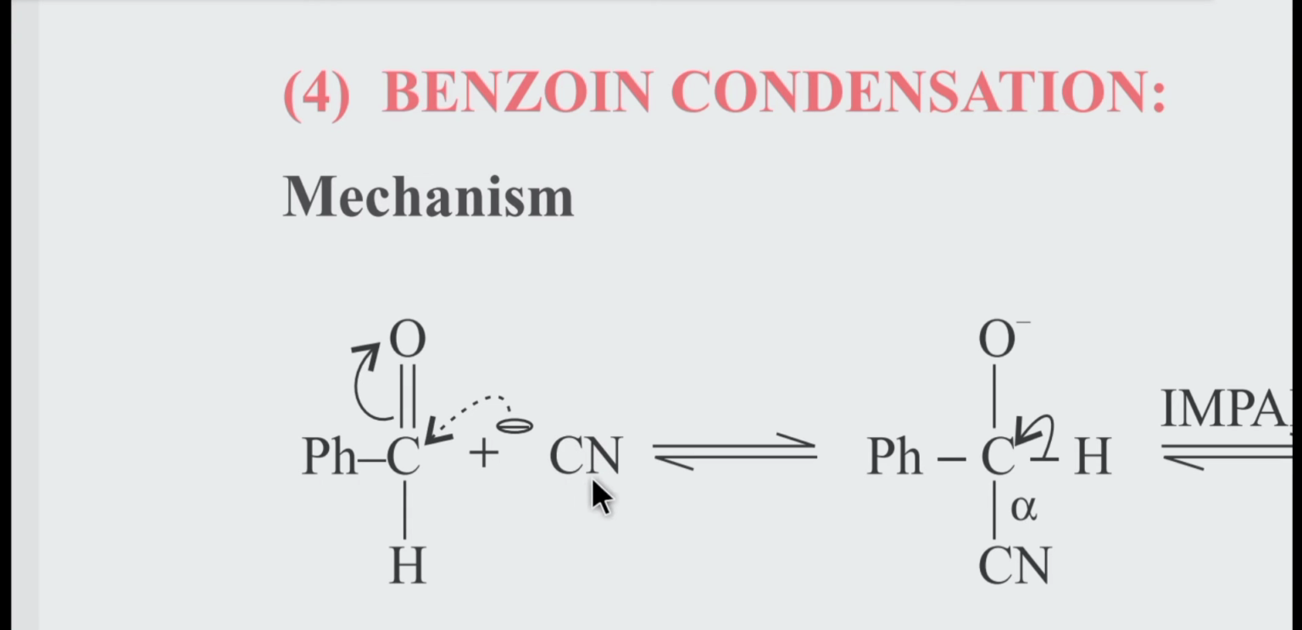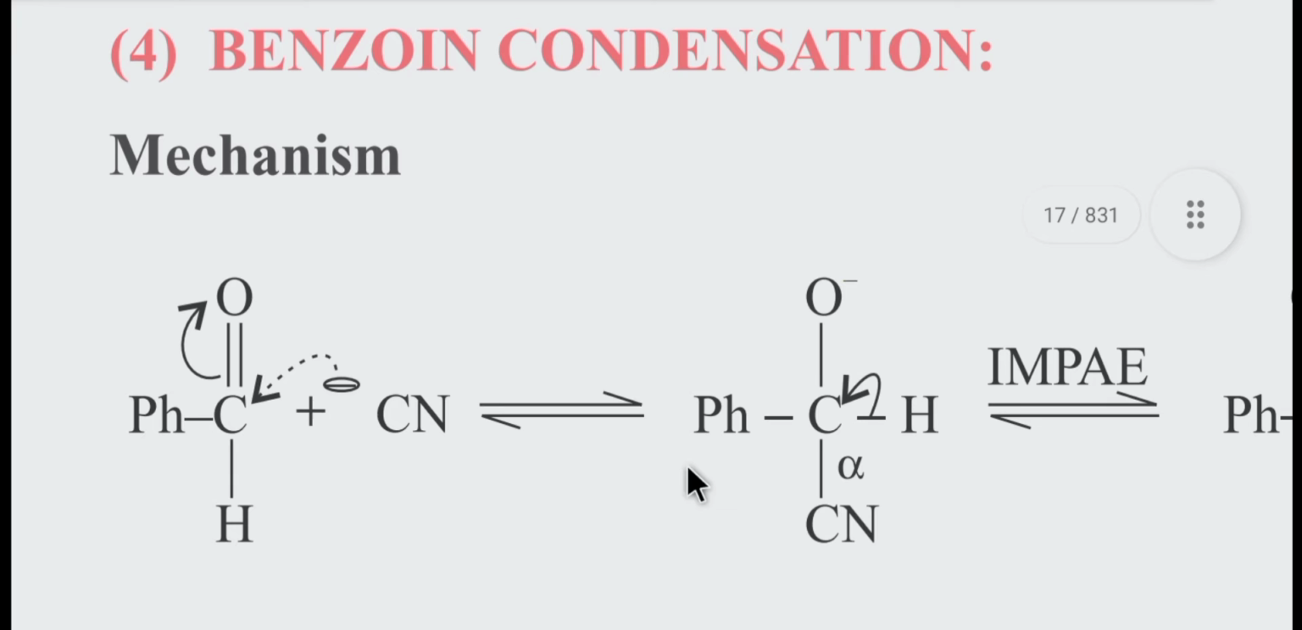So this cyanide, actually it is HCN, but here the hydrogen is removed. Here we get what is called a nucleophile. So this negatively charged nucleophile, the negative charge or lone pair on carbon, will attack this electrophilic carbon. So that's why it will attack, and the next product will form.